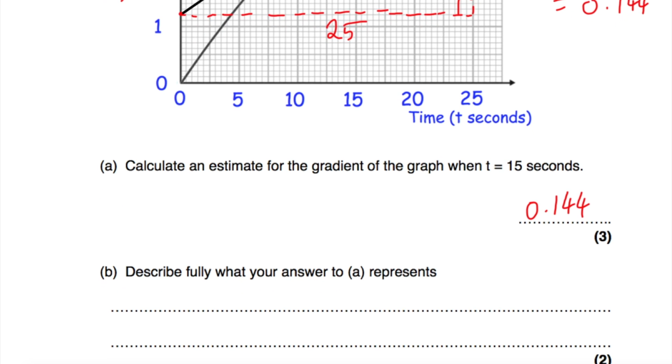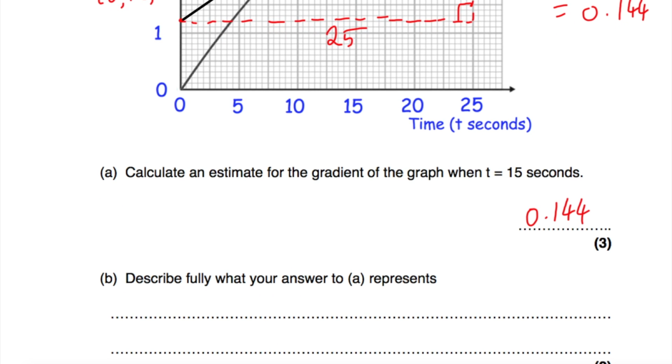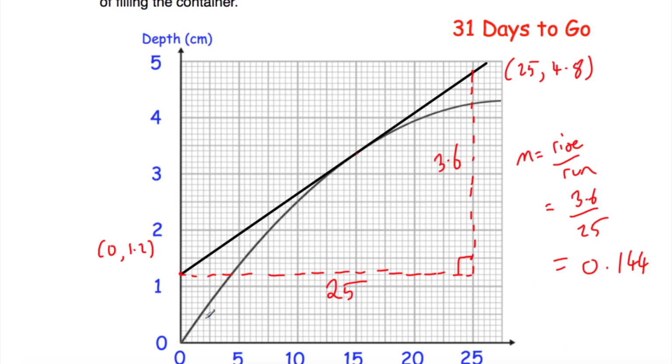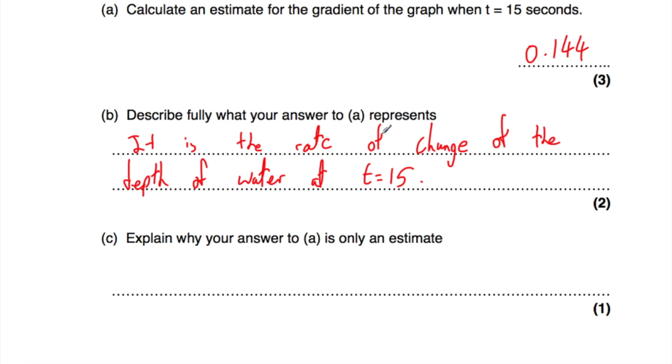Okay, part B. Part B says describe fully what our answer to A represents. So if we look at this, we've got the depth of the water in the container and time. So that means that we're looking at the depth of the water at any particular moment. And that means the gradient will be the rate of change. So it's how the depth is changing at that particular minute. The depth is increasing by 0.144 centimeters at that particular moment. So it's the rate of change of the depth in the container. So let's explain that. And I've just written down it's the rate of change of the depth of water at t is equal to 15.